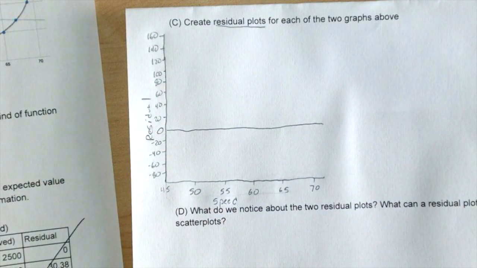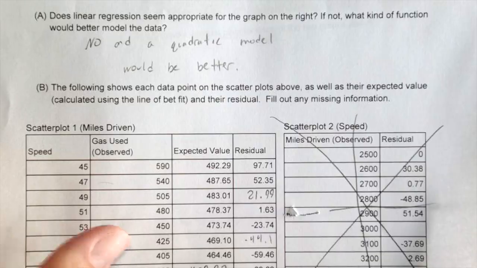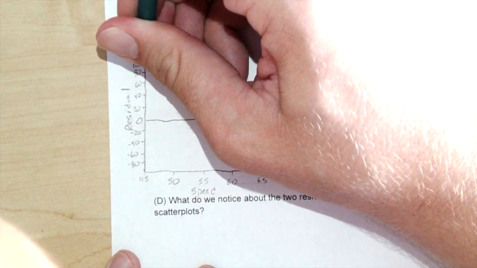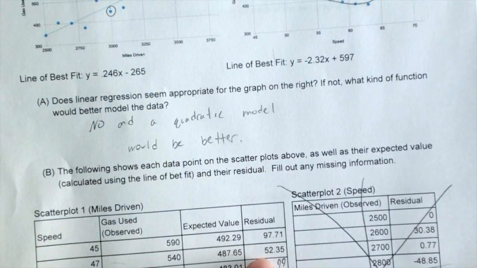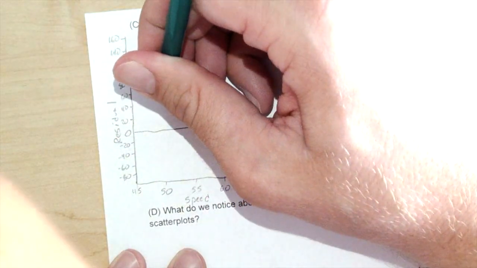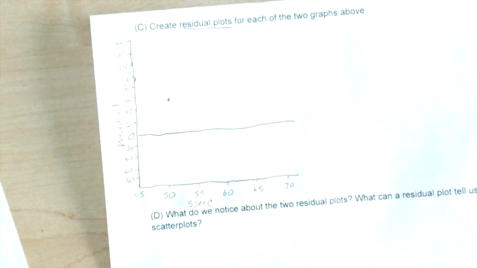Okay, now all I have to do is just plot each of my residuals. So my first data point was 45, 97.71. My second data point was 52 points away from the graph, so 52, 47. And then we keep going.